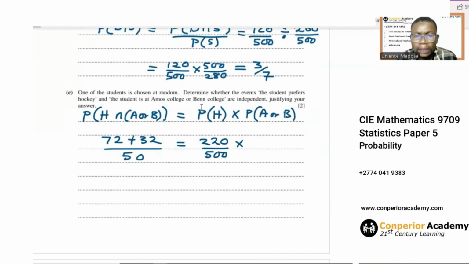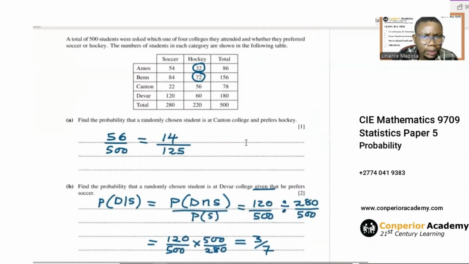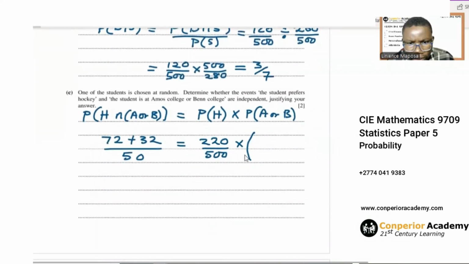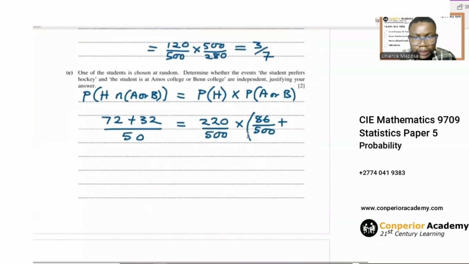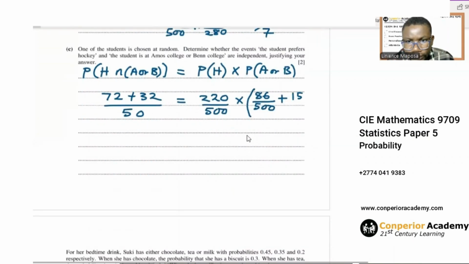multiplied by, remember we said earlier on, if you have probability of event A or event B happening, then you add the events. So I need the probability of A happening plus the probability of B happening. So let me just put a big bracket here. Probability of being from Amos College is 86 out of the 500. So this is going to be 86 out of the 500 students plus the probability of being from Ben College, which is 156 out of the 500. Okay, these are my probabilities.